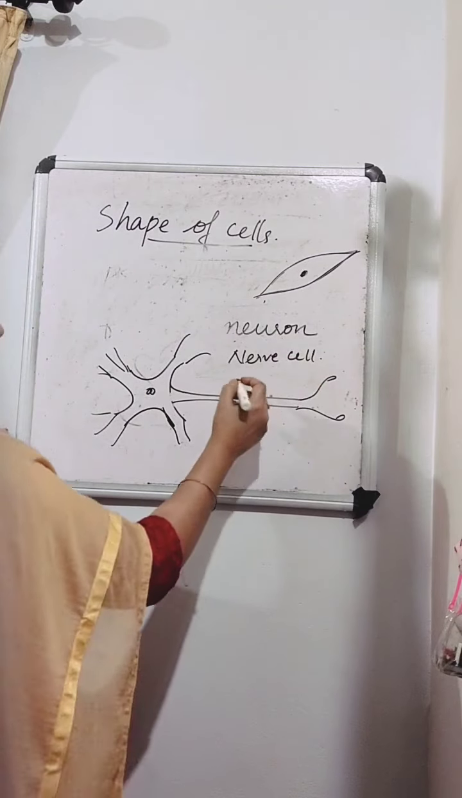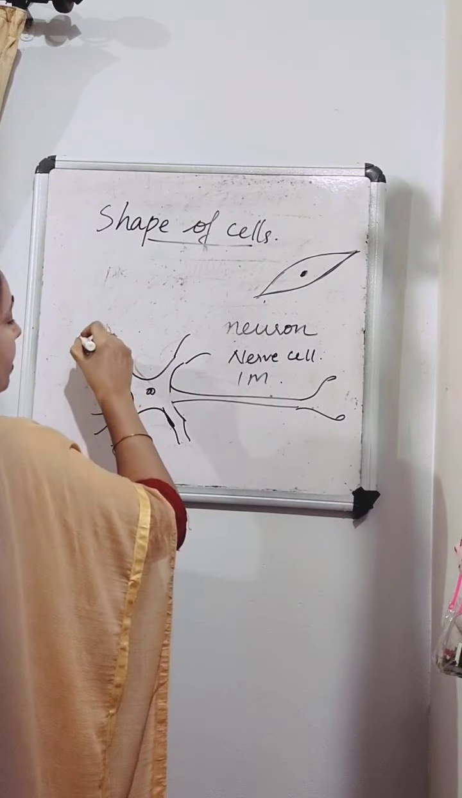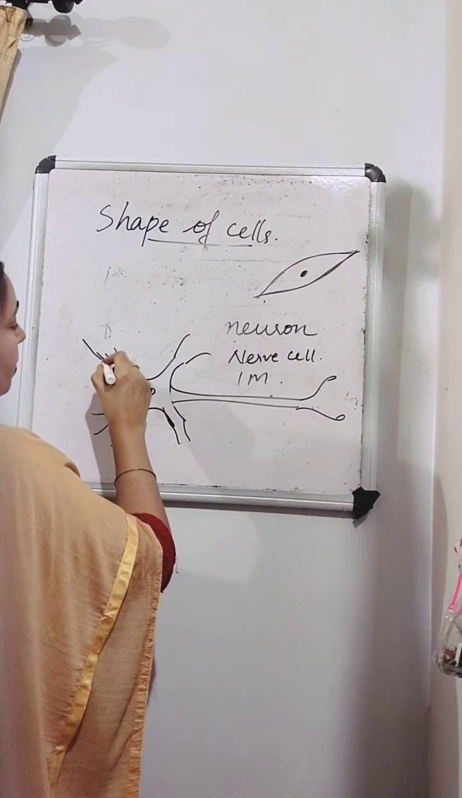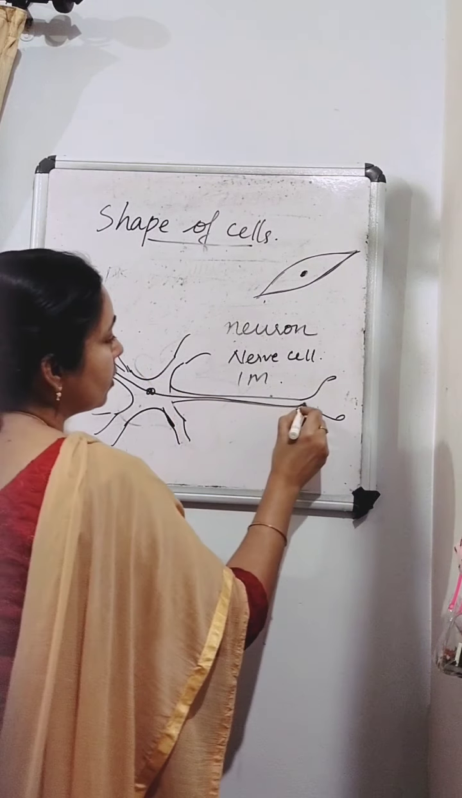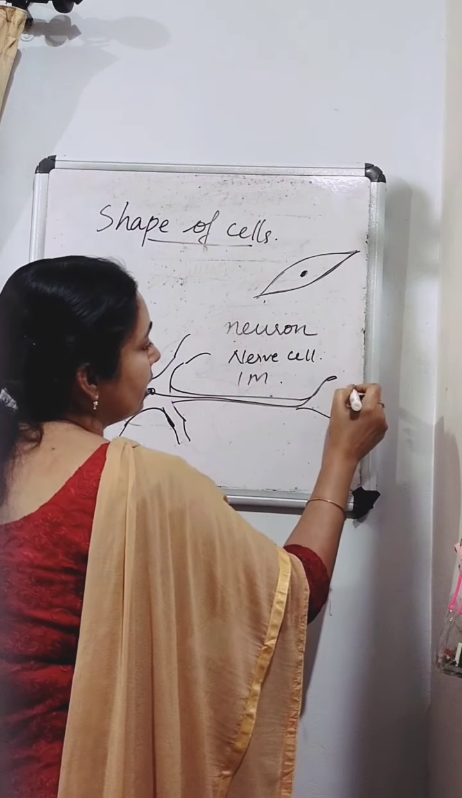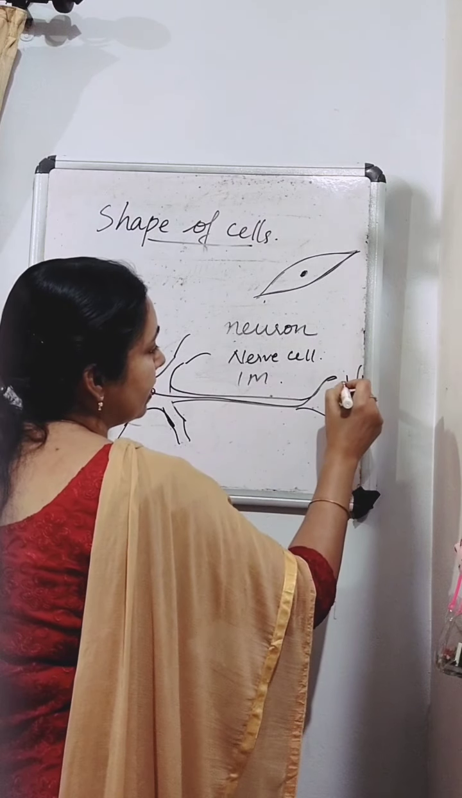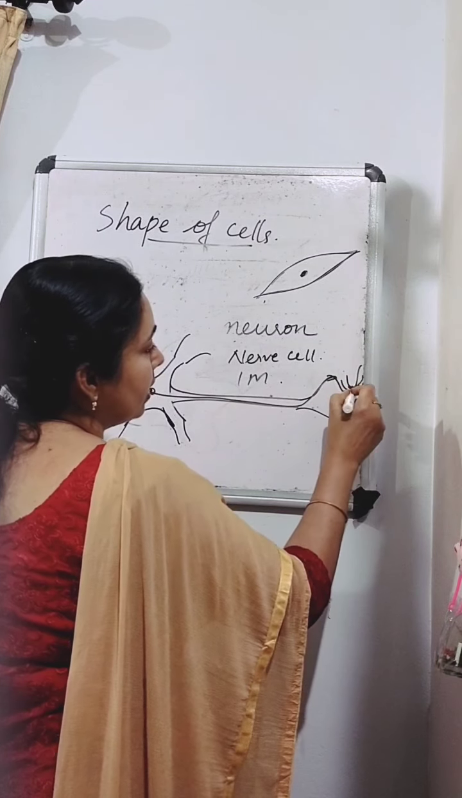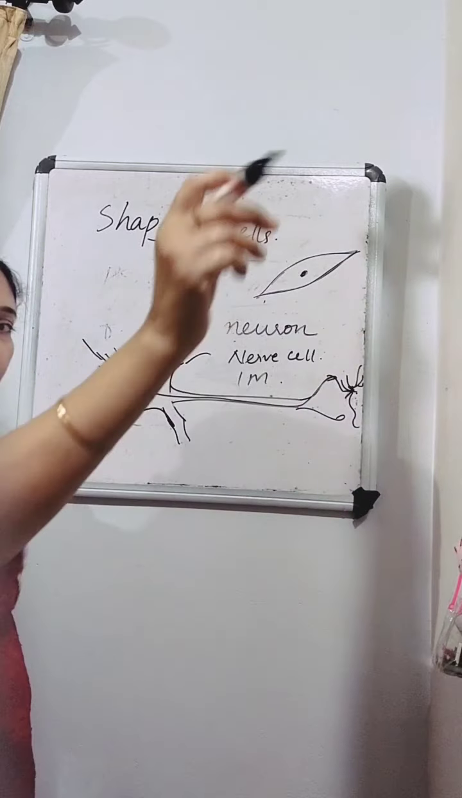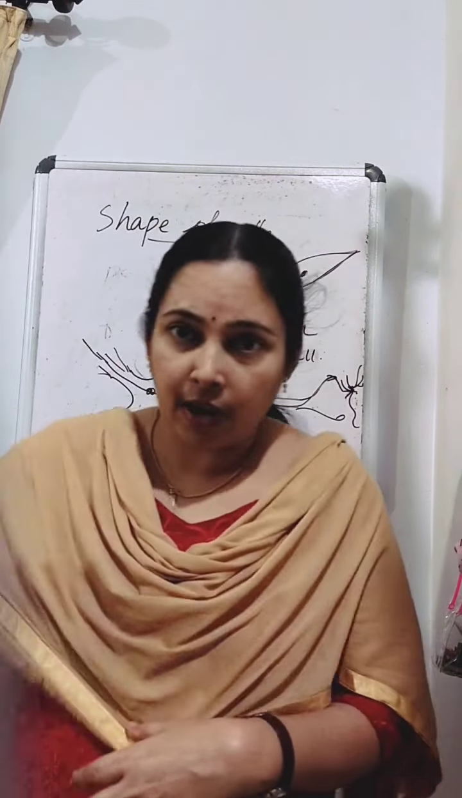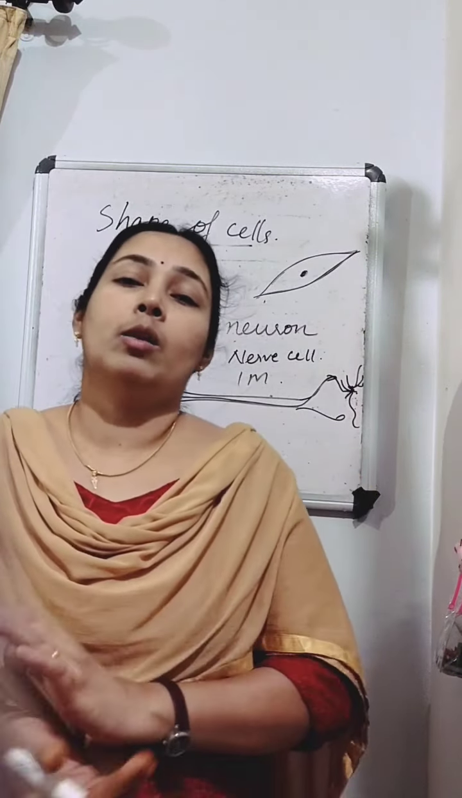It is about 1 meter long. It will receive the message from this tip and carry it through the axon to the other tip. Then the next neuron will be present here, and from this neuron it is transferred to the next one. Like that, they are very long cells. So the message goes very fast through the nerve cell.